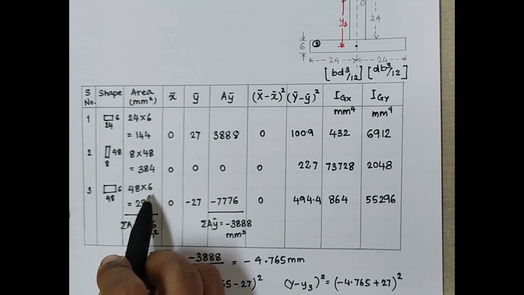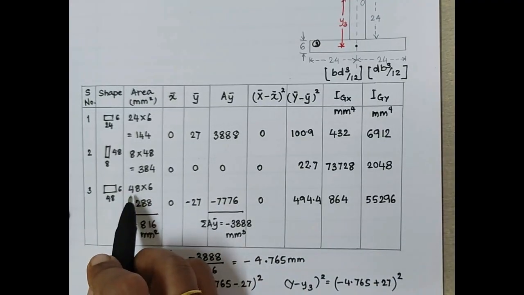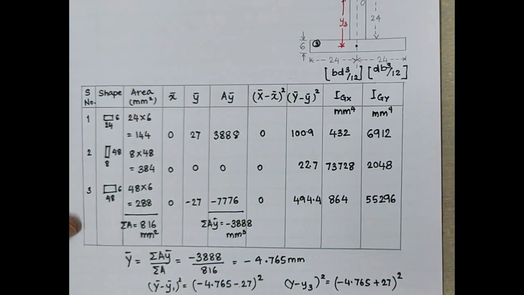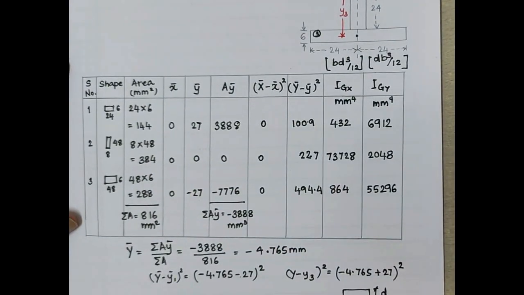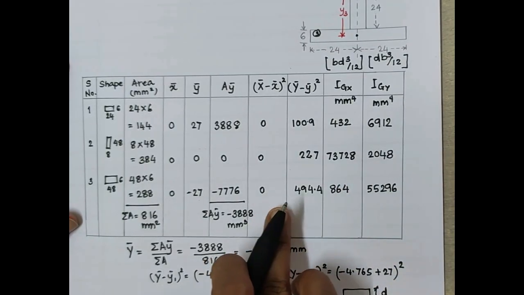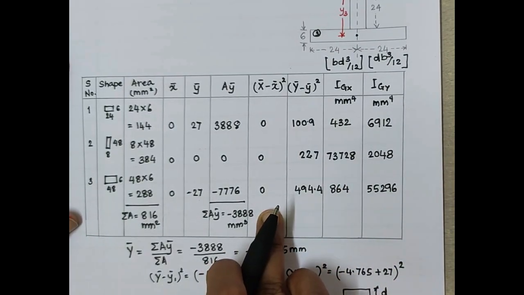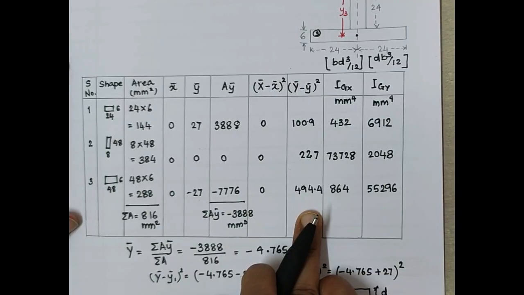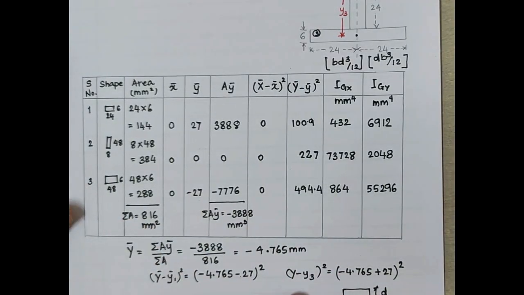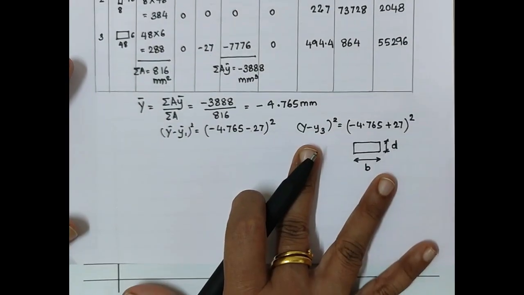Considering B and D for the first case and D and B for the second case. Similarly, we calculate for all the entire rows. Now that we have calculated IGX and IGY, we have calculated capital X minus small x whole square, capital Y minus small y whole square. We also know the area. Now let's calculate the entire centroid value.